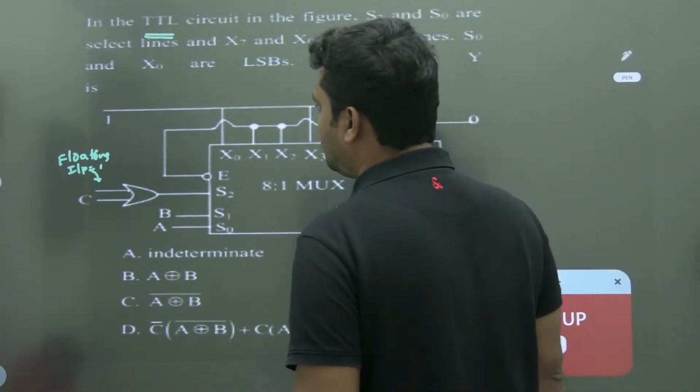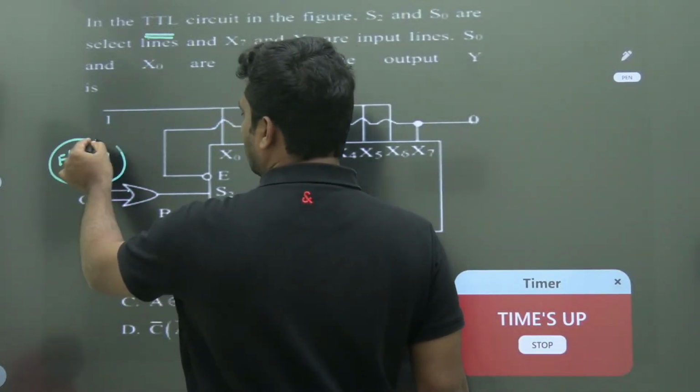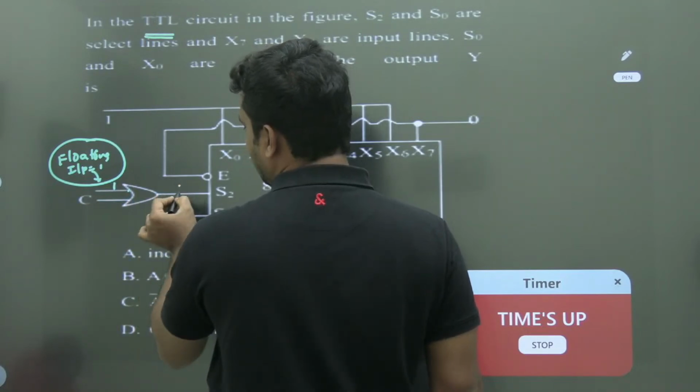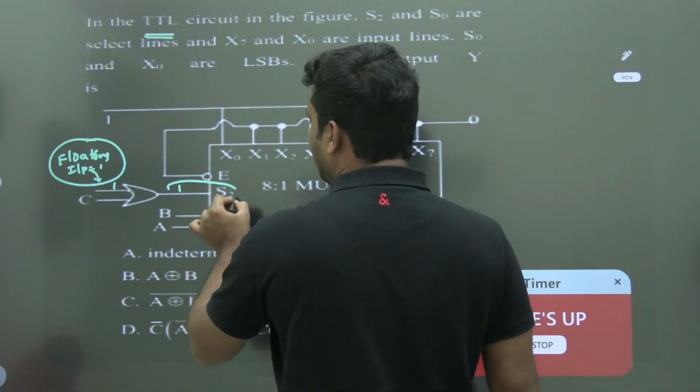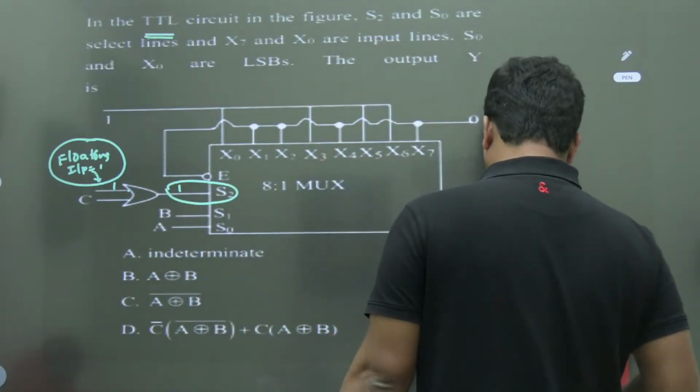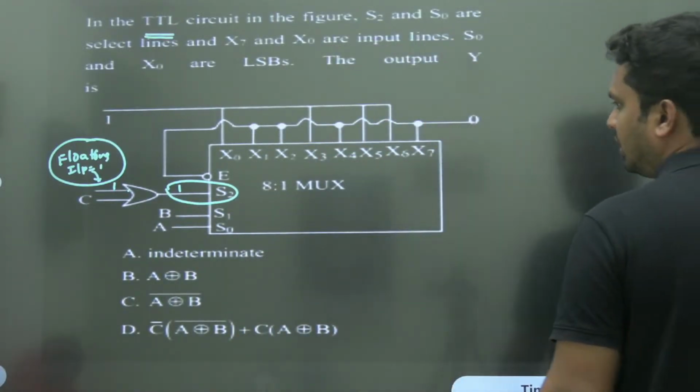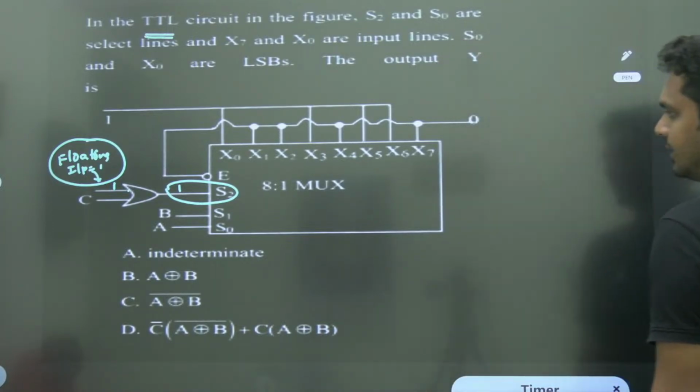Yeah, the one input is fixed, floating to 1. So 1 plus C is 1. So S2 will be permanently fixed to be 1. S2 permanently fixed to be 1. Okay, no issue. Now see here.